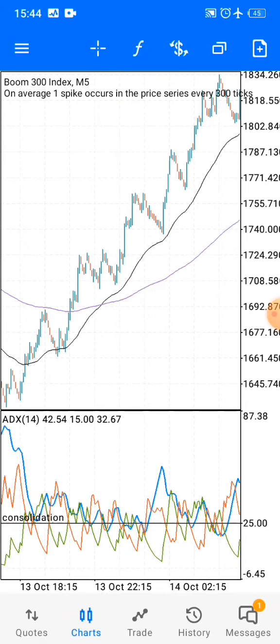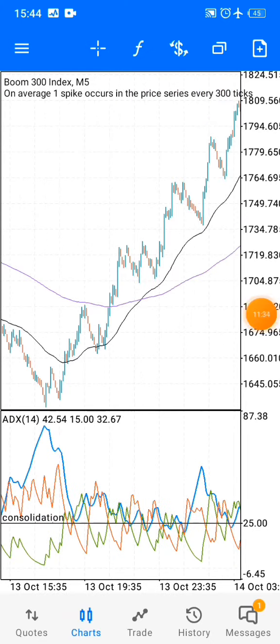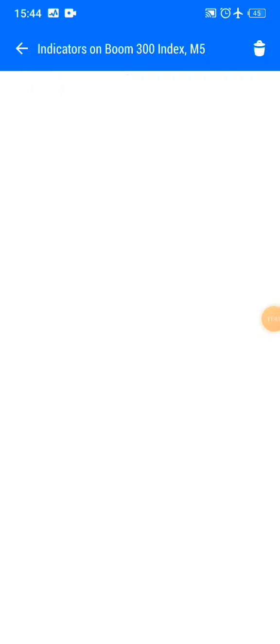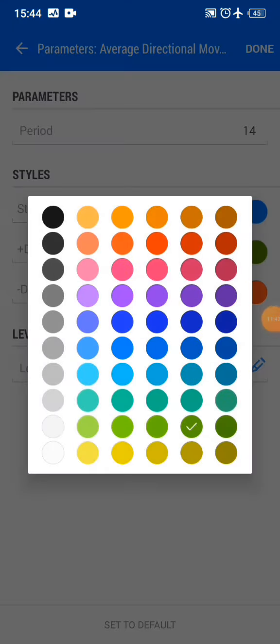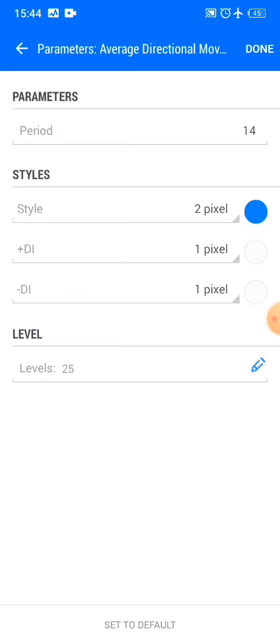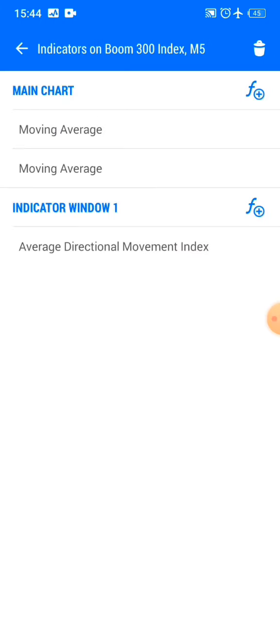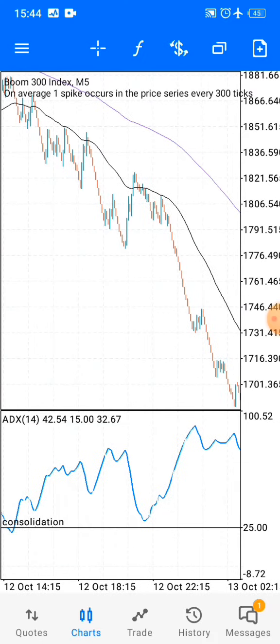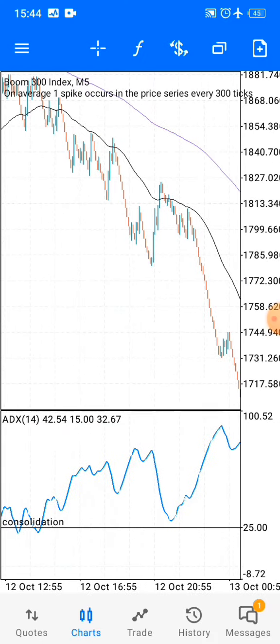So don't consider the green and the red lines here that much. Consider the blue line most of the time. We can even delete them, or rather, not delete them, but you can change this color to white, the color of your background, then click done to make this clearer. Then you'll only be using your moving averages and the market structure.